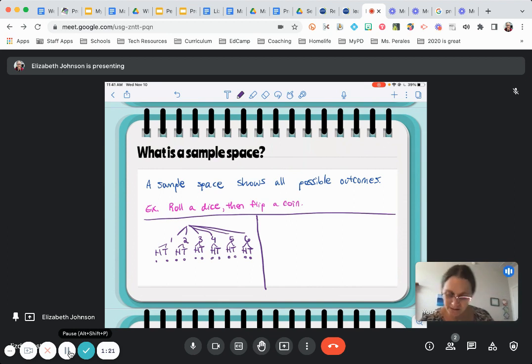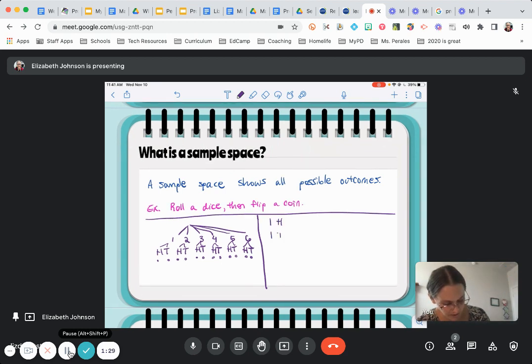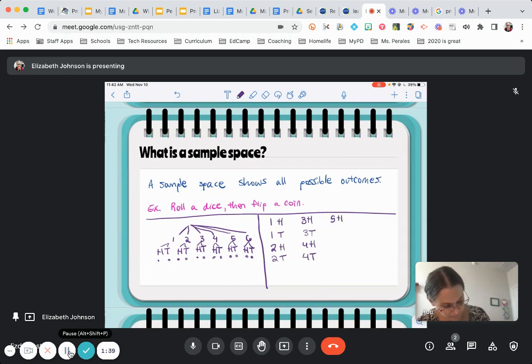Not everybody likes tree diagrams. Some people prefer to make a list. So my list might be like this. I could get a 1 and then a head. I could get a 1 and then a tail. I could get a 2 and a head or a 2 and a tail, a 3 and a head, a 3 and a tail, a 4 and a head, a 4 and a tail, 5 heads, 5 tails, 6 heads, or 6 tails. So there, I could also list out all of my possibilities.